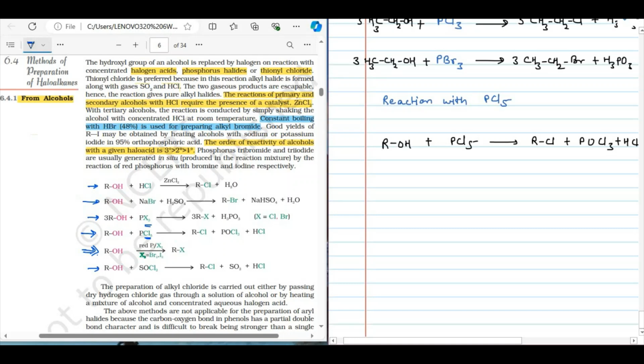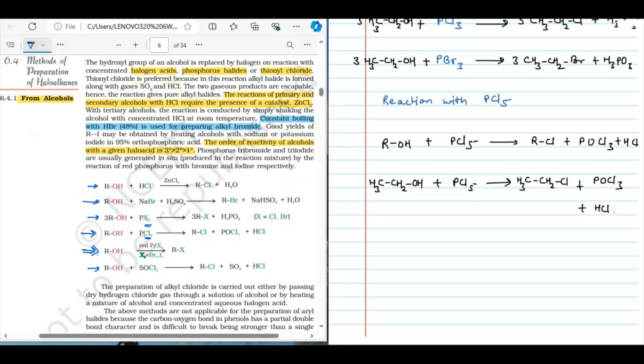Now write the specific reaction. We can take the example of again ethanol. So here this is CH3CH2OH when it reacts with PCl5. So Cl will replace OH and you will get CH3CH2Cl, and byproducts will be POCl3 and HCl.